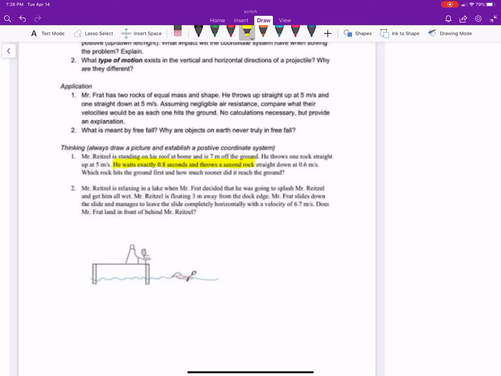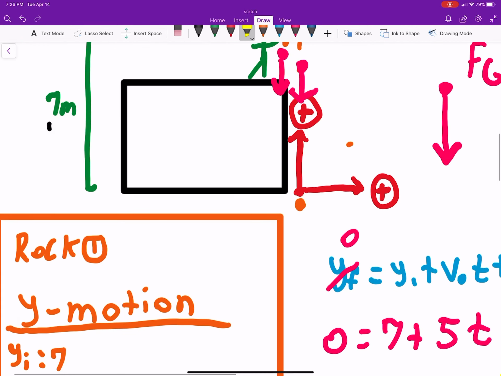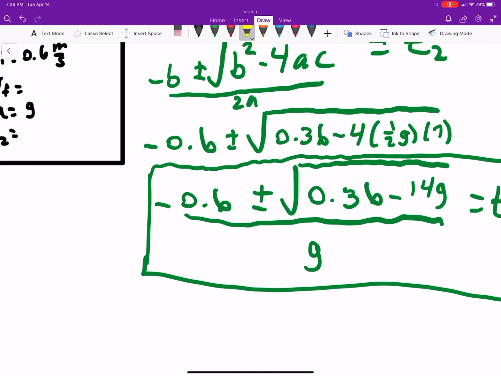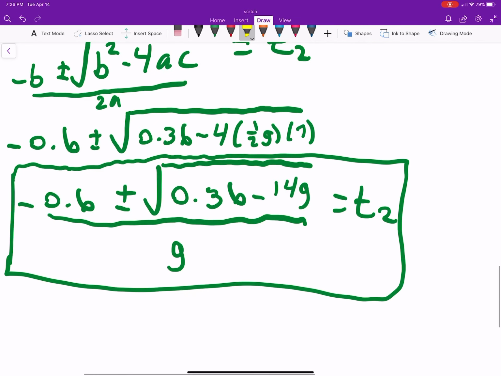So it's important that you understand that this time is from when he throws the rock to when it hits the ground. You're going to want to consider that 0.8 seconds that passed where he did not throw the rock, because that will actually give rock number one a little bit of a head start. So the real question is, if you look at T2, is T2 bigger than T1 by 0.8 seconds?